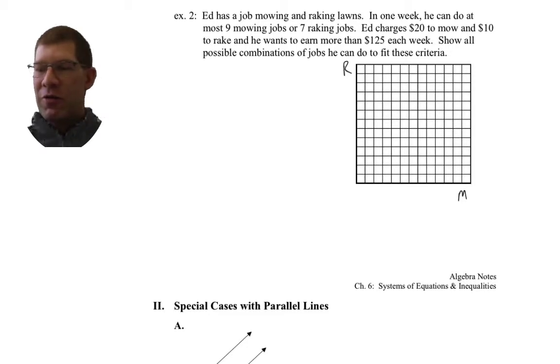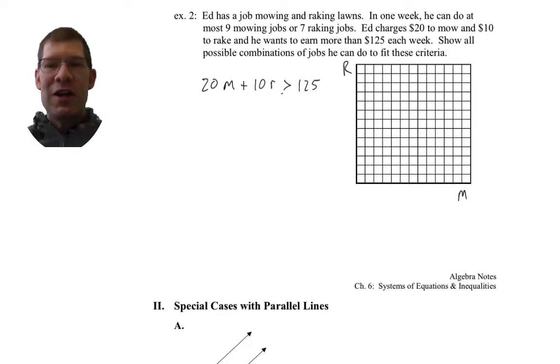And if we were to go through and do these, I'm going to say $20 to mow, so we could do 20M plus $10 to rake, 10R. He wants to earn more than $125 each week. If it was at least 125, it'd be greater than or equal to. More than is just going to be the greater than. So we'd have this right there. So we could figure out what that's going to look like. If I were to do my x-intercept, I could put a 0 in for R. So 20 times M plus 0 is greater than 125. And that'll give me 6.25.